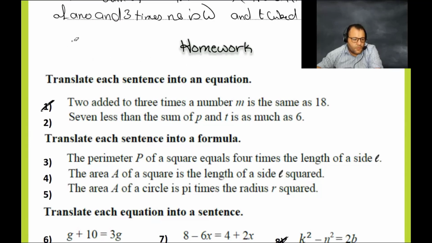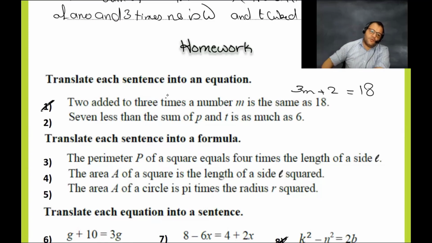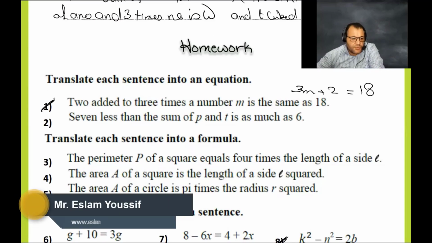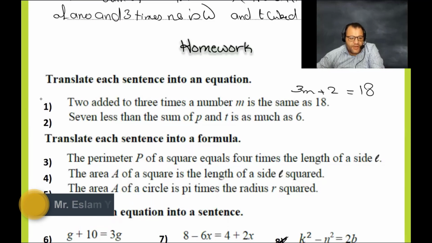3m plus 2. We have 2 is added to 3m, so we have 3m plus 2 is the same as 18. That's number 1. Any problem in number 1? Sir, does the order matter? Yes, the order is important. So we can't say 2 plus 3m? In addition, it will be the same. But now I need to translate the sentence that we have, so we have to keep the same order.